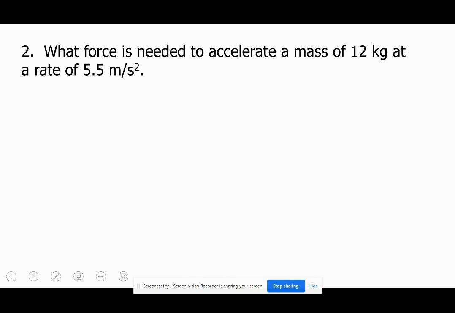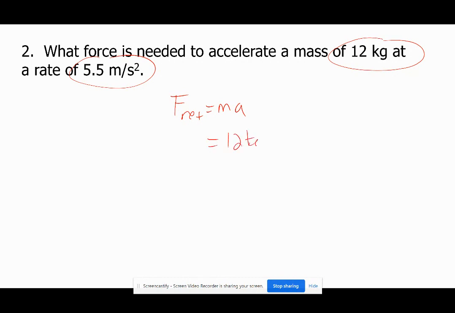Example 2. What force is required to get a 12 kilogram mass accelerating at a rate of 5.5 meters per second squared? F net equals mass times acceleration. That's 12 kilograms times 5.5 meters per second squared. Type that into your calculator, 12 times 5.5, and it gives me 66 newtons.